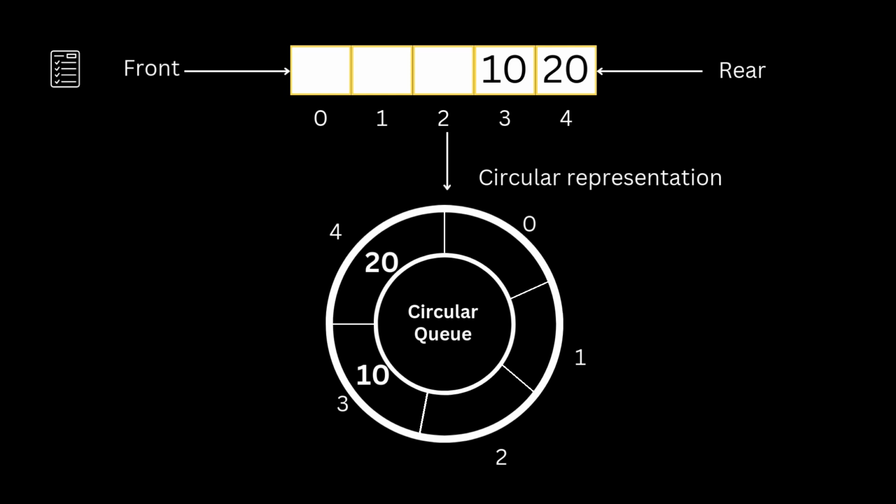Operations that are performed on a circular queue are: NQ, which adds an element to the rear of the queue. DQ removes an element from the front of the queue. Is full checks whether the circular queue is full. Is empty checks whether the circular queue is empty. Display will display the elements of the circular queue.